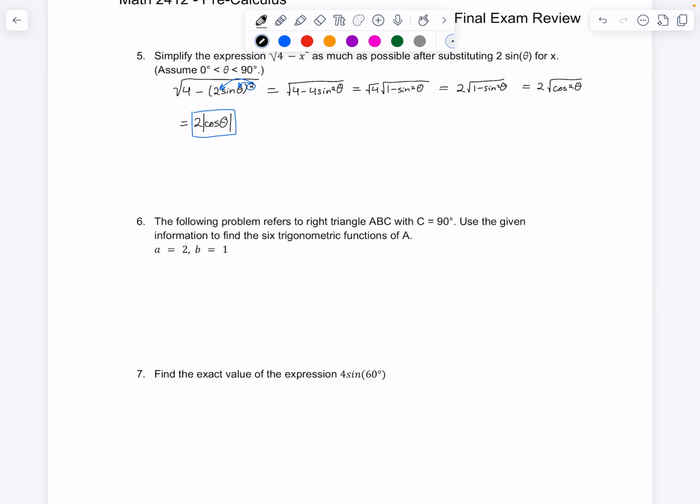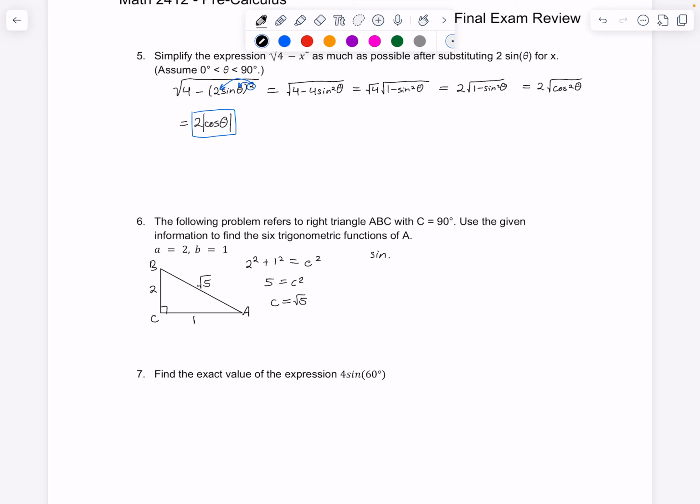Okay, number 6. It gives us a triangle, ABC, and it says that C is the 90-degree angle. And then it tells us that side A is 2 and side B is 1. And it asks us to find the 6 trig functions of A. So the first thing I'm going to do is A squared plus B squared equals C squared, which means that 4 plus 1, that's 5, is C squared. So C is the root of 5. And that is what I will label the hypotenuse.